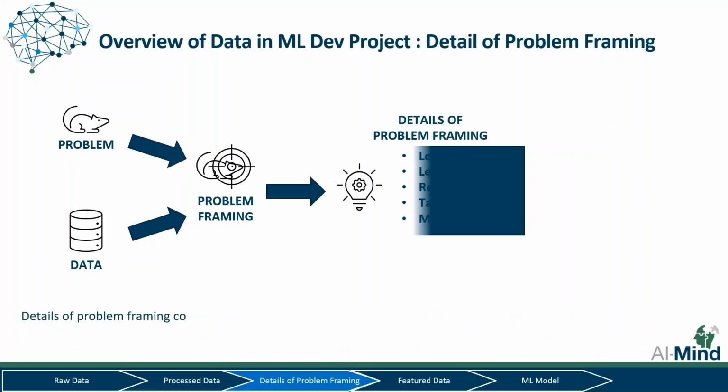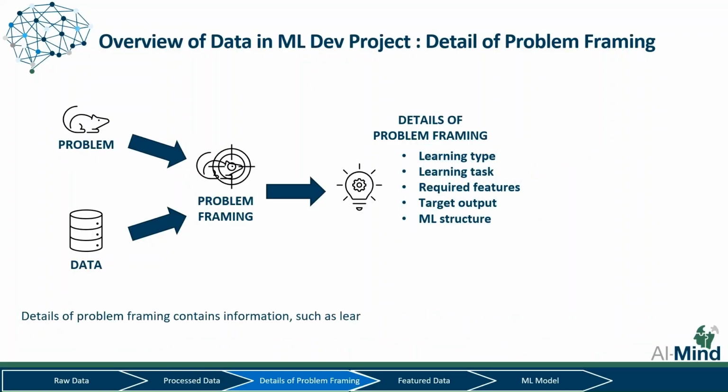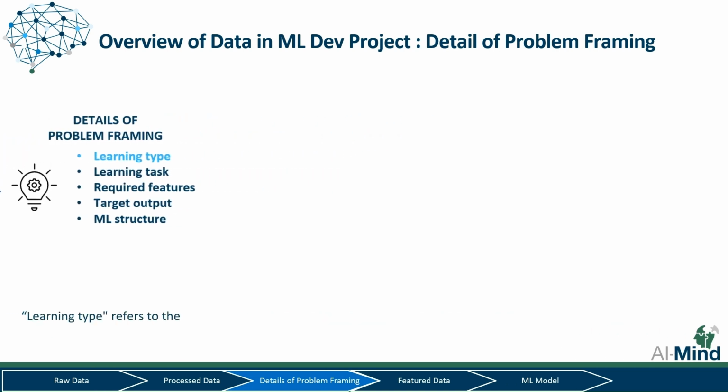I can see that in order to do problem framing properly, you need to not only understand the problem, but also the data. Yes, understanding the data can be done by, for example, exploratory data analysis. But now, about details of problem framing. Details of problem framing contain information such as learning type, learning task, required feature, target output, and model structure. Learning type refers to the way a machine learning algorithm learns patterns and makes predictions based on data.